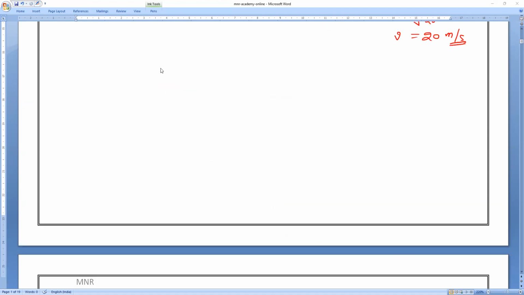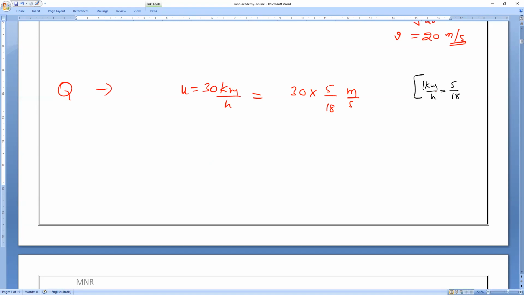So, given initial speed, 30 kilometer per hour, I can convert into meter per second. Kilometer per hour to meter per second, how much do we have to multiply? 5 by 18. Please learn that. 1 kilometer per hour is equal to 5 by 18 meter per second.